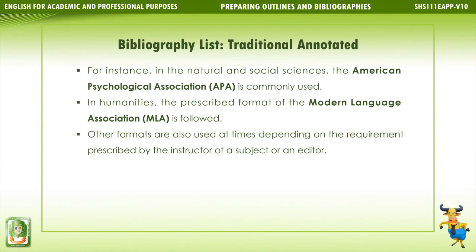For instance, in the natural and social sciences, the American Psychological Association, APA, is commonly used. In humanities, the prescribed format of the Modern Language Association, MLA, is followed. Other formats are also used at times depending on the requirement prescribed by the instructor of a subject or an editor. Watch the following videos that will give you a more comprehensive discussion on how to make the proper citations.